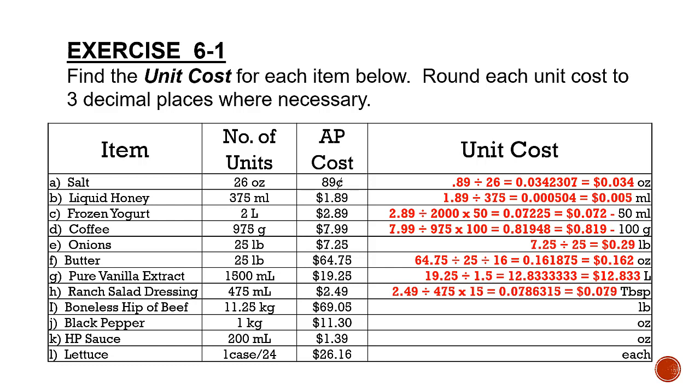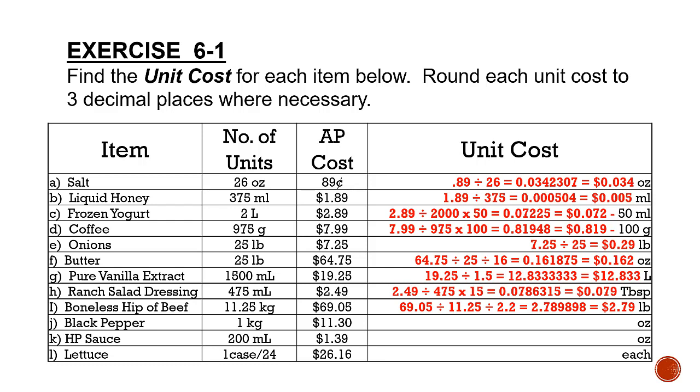Next up is the boneless hip of beef. We bought 11¼ kilograms, paid $69.05, but we're looking for the cost of 1 pound. We need to know that relationship between pounds and kilograms, and of course 2.2 pounds is equal to 1 kilogram. So we're going to take the cost of what we bought, $69.05. We're going to divide it by 11.25, which will give us the cost of 1 kilogram, and then we'll divide that cost of 1 kilogram by 2.2, which is the amount of pounds there are in a kilogram.